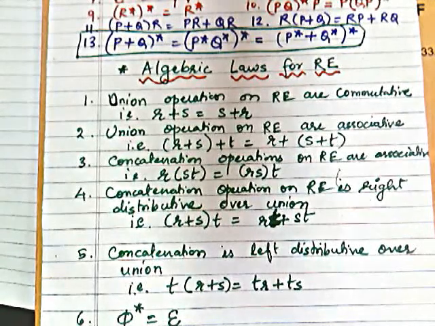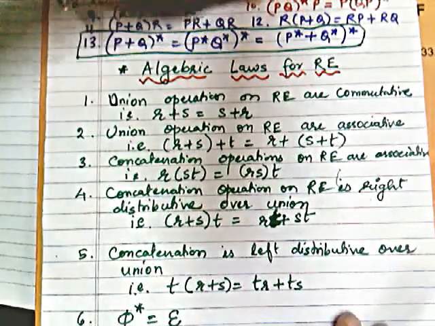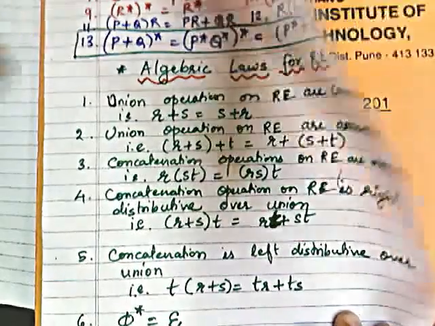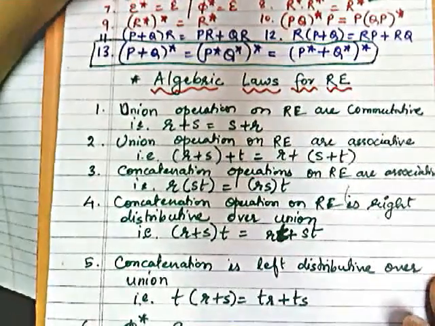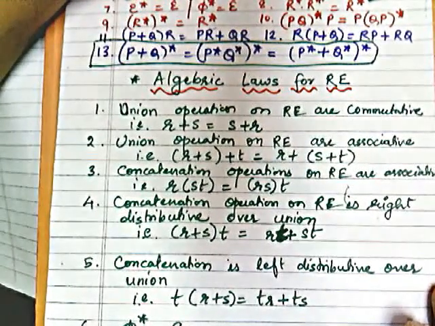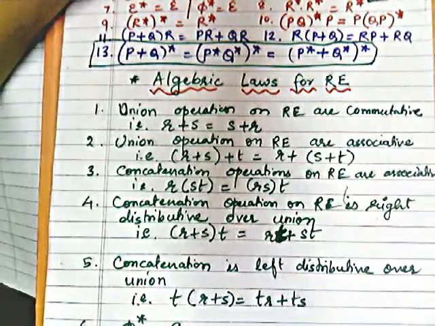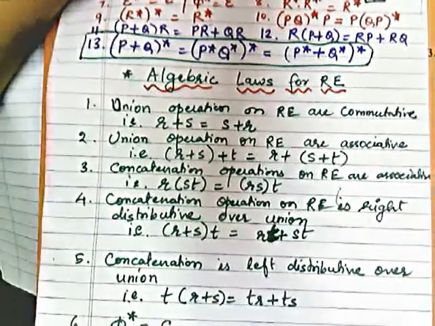These are the different algebraic laws for regular expression. Now we have to use these identity rules and algebraic laws for regular expression to prove certain equations which are given using the regular expressions.